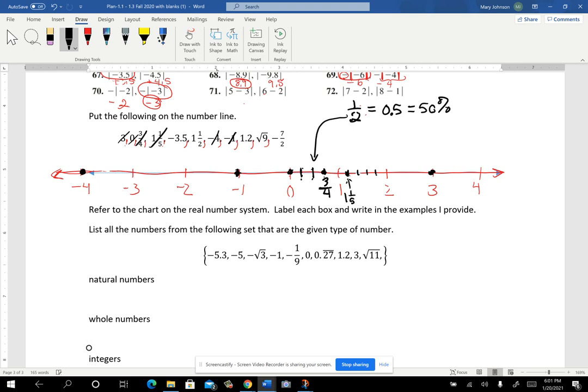Now, let's think about -3.5. Some people put it here, but that would be incorrect. You have to go all the way to -3 and then past it by a half. So it actually would be between -3 and -4. Halfway between -3 and -4 would be -3.5.